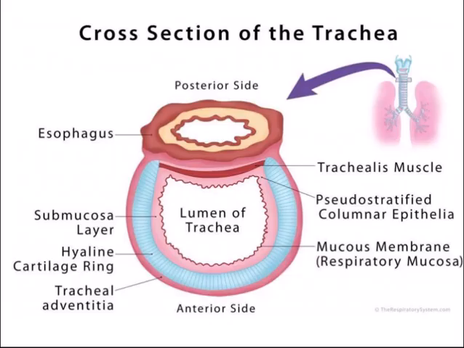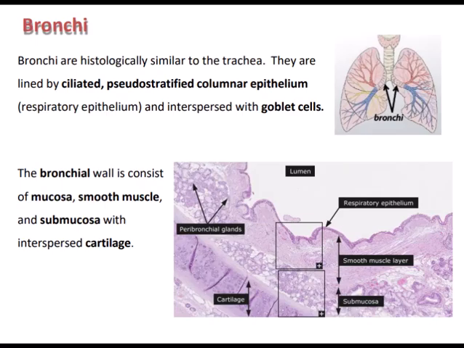Trachealis muscle, smooth muscle connecting the open end of cartilage posteriorly, adjacent to the esophagus. And the outer layer is also adventitia like the others, but it's made up of connective tissue layer, contains blood vessels and nerves. And then bronchi. Bronchi are intrapulmonary conducting airways that branch from the trachea and enter the lungs. They retain the same basic layers but with important modification.